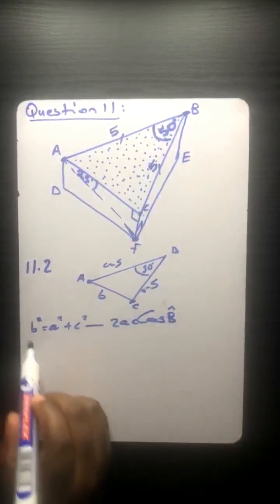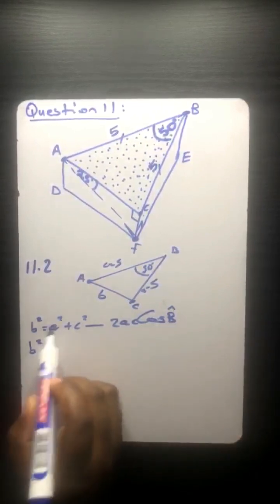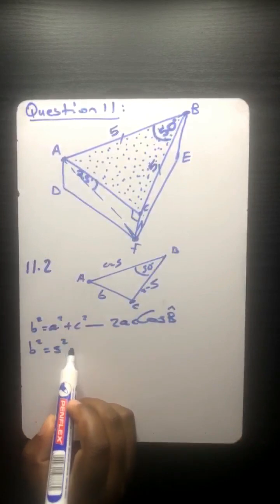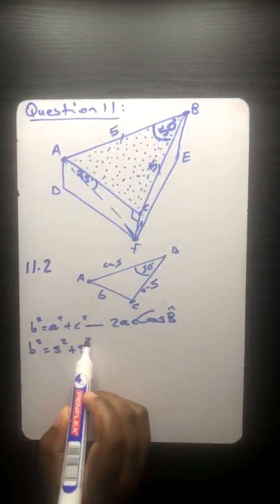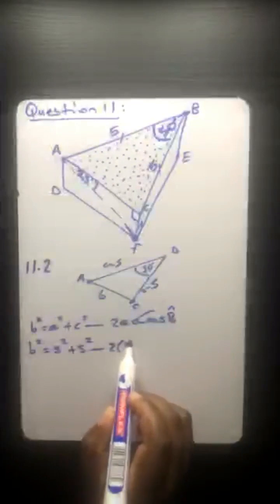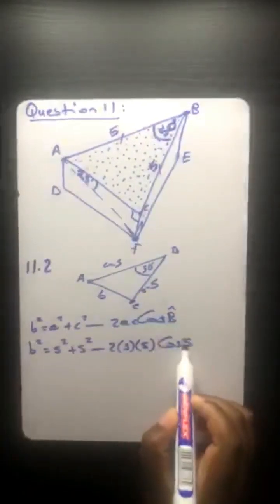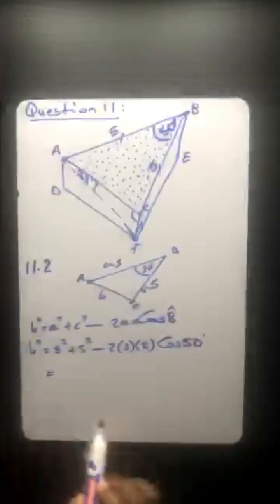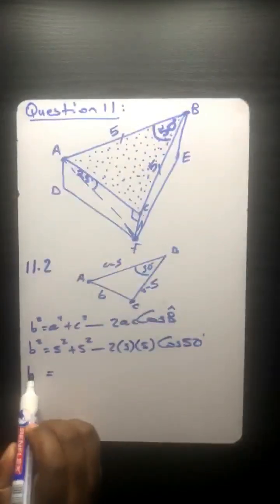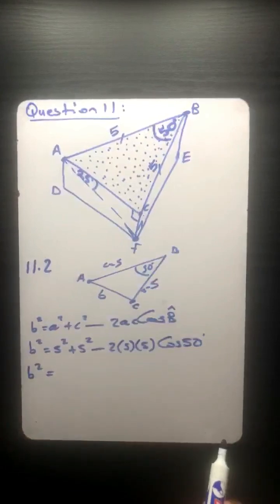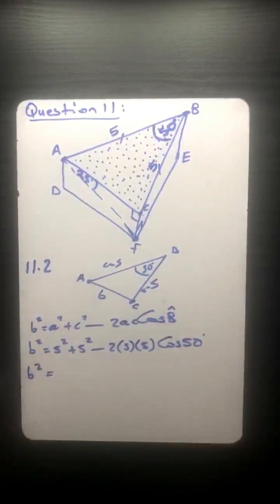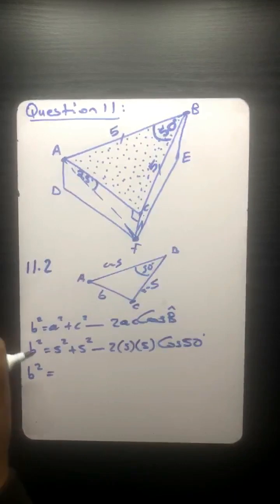So let's see, what is b squared? It's equal to a squared. What is a? a is obviously 5, so 5 squared plus 5 squared minus 2, using those same values, and then cos of that angle there. Then you punch all of that in. Remember, that is actually b squared. So let's see: 5 squared plus 5 squared minus 2 times 5 times 5, and then cos of 50 there.